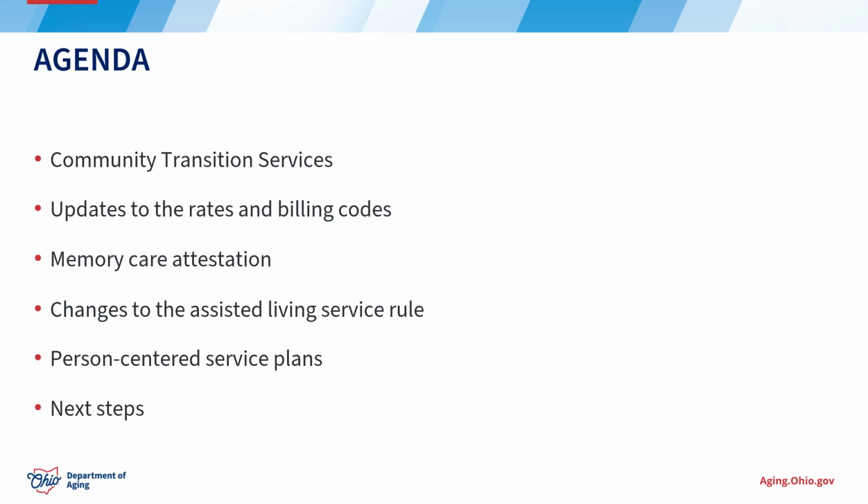The agenda for the training includes an update regarding the community transition services. We're going to share the new rates as well as the billing codes for the assisted living service. We'll review the memory care attestation that was sent out and many of you returned. Talk about the changes and the updates to the assisted living service rule. Talk about the person-centered service plans and review next steps.